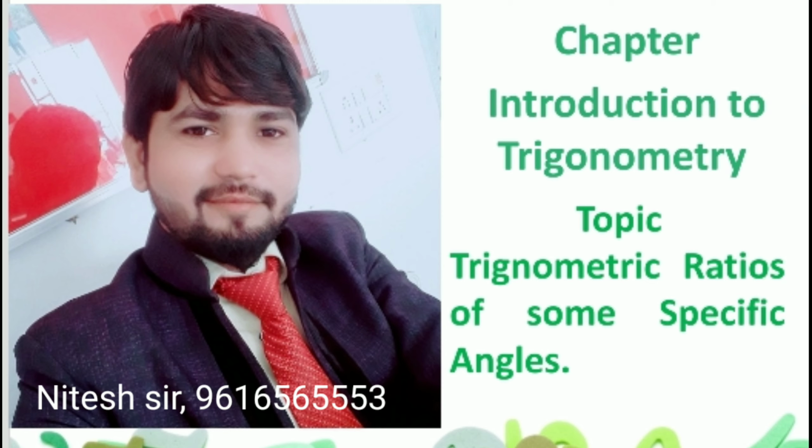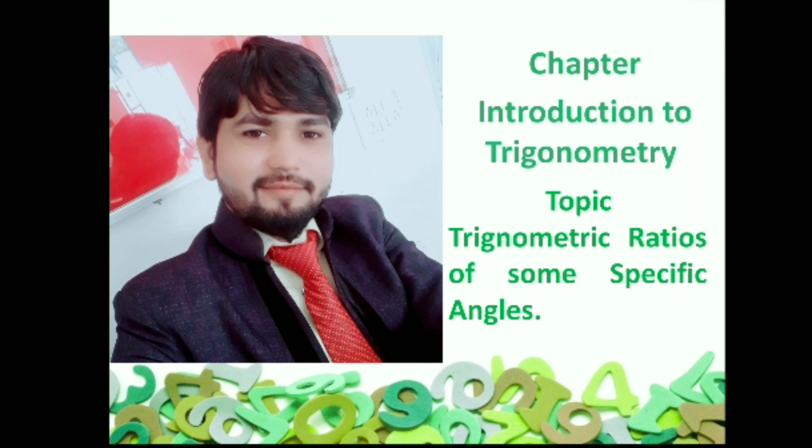trigonometric ratios of some specific angles. It means we are going to describe the specific angles. Specific angles means those angles which occur often. It means mostly they occur in our questions. So today we are going to discuss those angles. How we will find out the values for those angles, we will learn in this video. Okay, so let's start the topic.